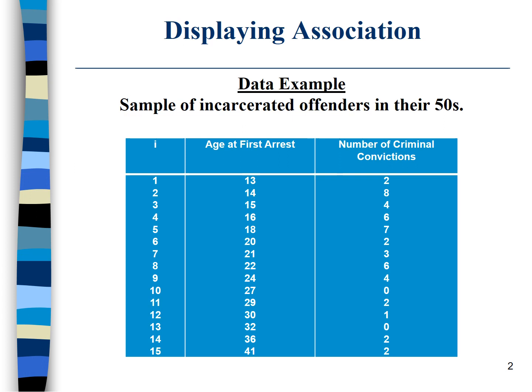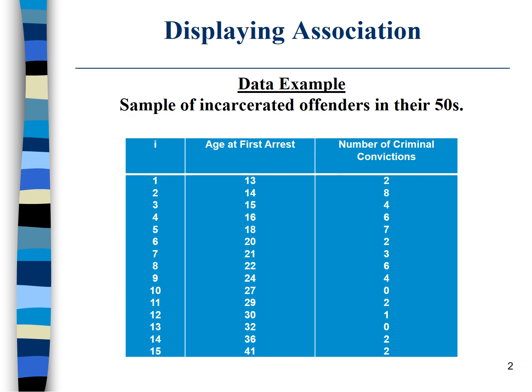What we see here is a data example. Similar to what we've done in prior lectures, we have to start off with some actual raw data to work with. So imagine that we are going into a prison and we have collected a sample of inmates who are currently somewhat in their 50s, right? 50 years old, 52 years old, something like that. So imagine we have a sample of incarcerated offenders and we collect two types of data from them.